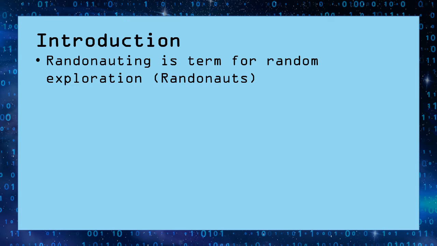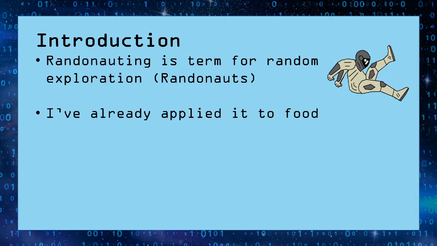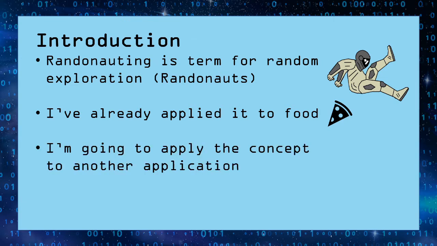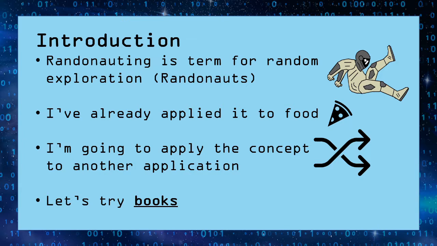I've done a video about this before, covering randonauting when applied to food, where I put together different random combinations of food and then tried cooking one. So now I'm going to apply the concept to another application. This time I'm going for books. How will I go about this? Well, let's dig into the procedure, shall we?